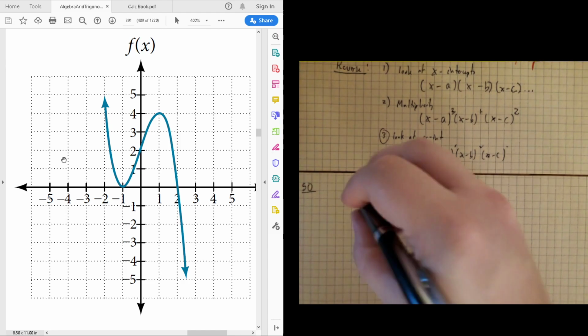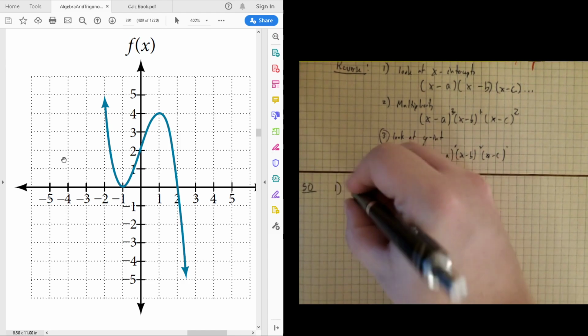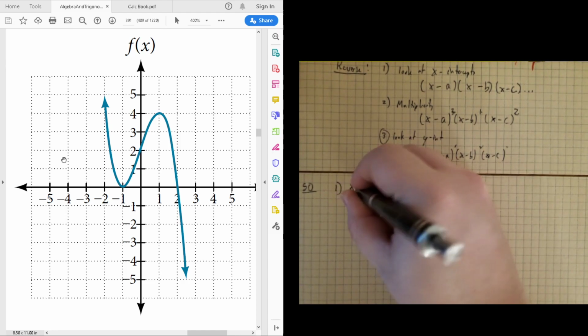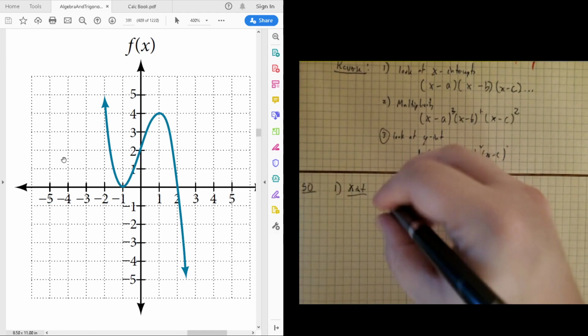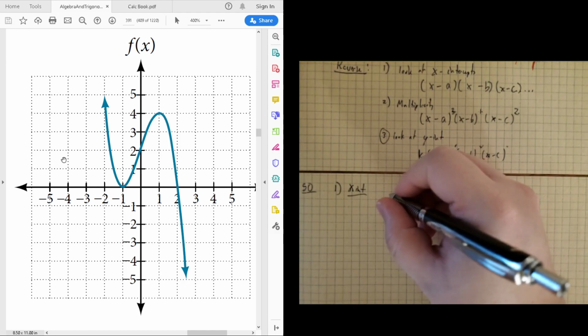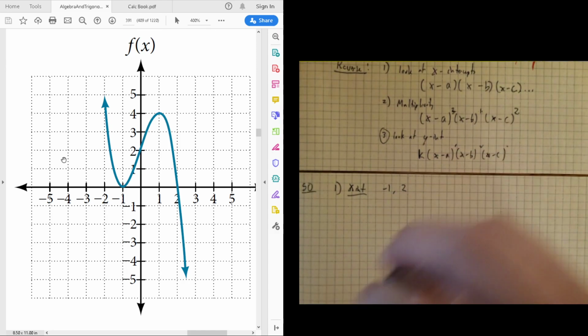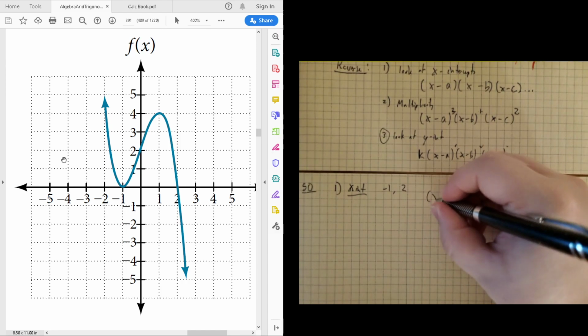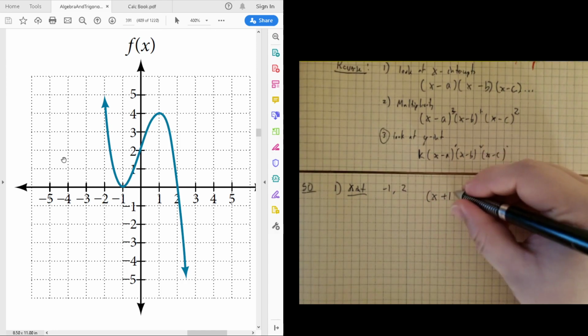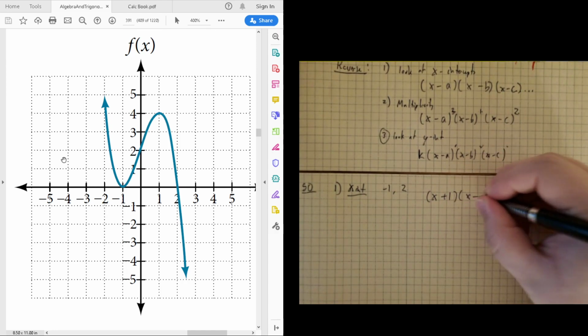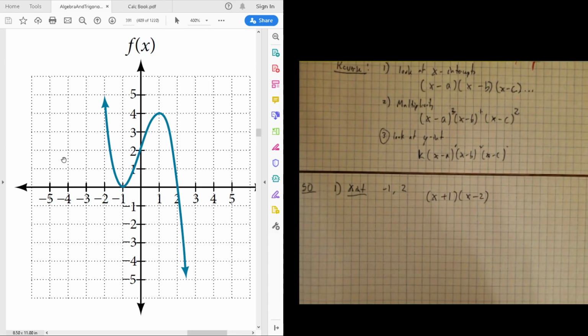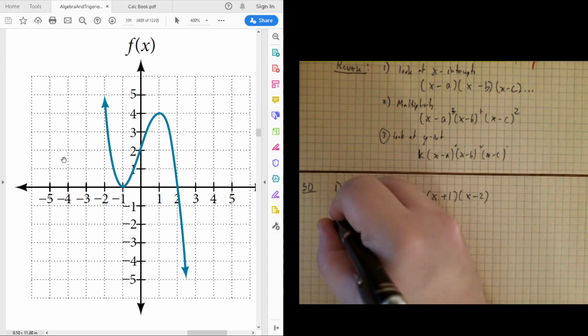So step 1. Intercepts, specifically the x-intercepts. I'm going to write them out. My x-intercepts for this one are -1 and +2. And how I'm going to write them out is x plus 1 and x minus 2, flipping the signs.